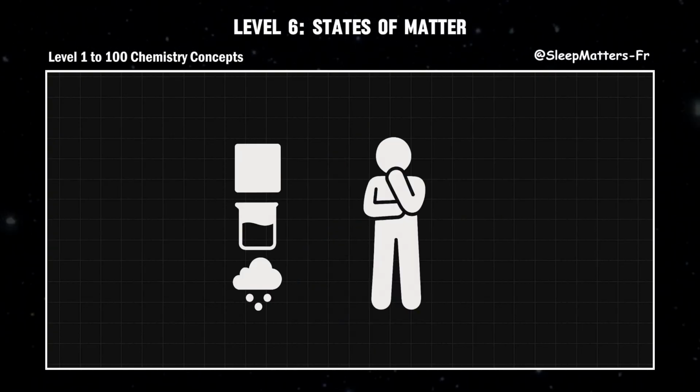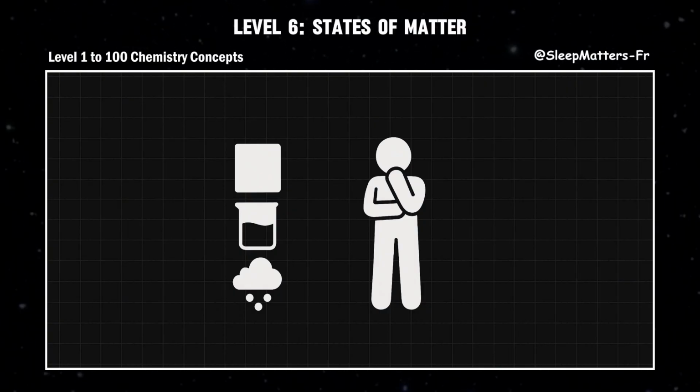Level 6. States of matter. Have you ever wondered how a solid mountain can melt into a flowing river, or how a cold mist can transform into a sharp crystal of ice? These are not just random changes. They are the magic of matter changing its state, and this magic is all around you. The states of matter are the fundamental forms that everything you touch, see, and even breathe can exist in.